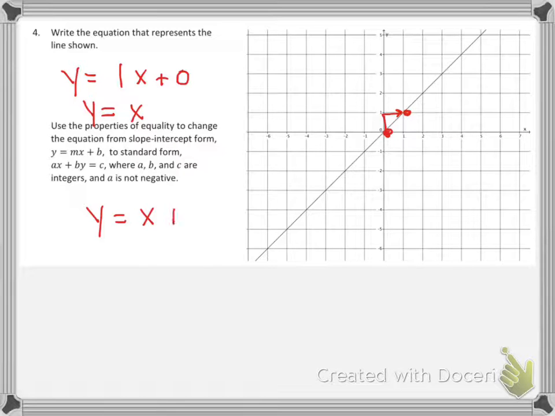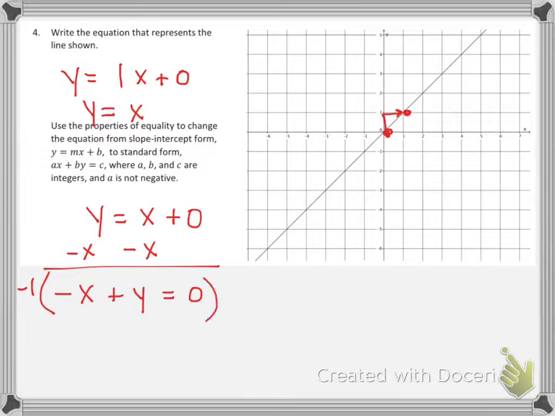And then I need to change that to standard form, y equals x. And here's where the plus 0 might come in handy. I'm going to subtract x from both sides. And that gives me negative x plus y equals 0. And then I can't have this negative to begin with, so I'm going to multiply through by a negative 1. I'm going to distribute a negative 1. Negative 1 times negative x is a positive x. A negative 1 times y is a negative y. And a negative 1 times 0 is still 0. So x minus y equals 0 is standard form.